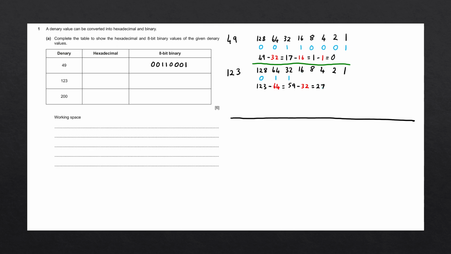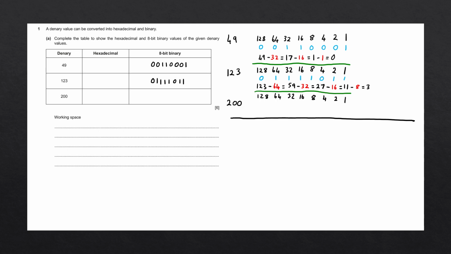16 does fit into 27, so we subtract that. That gives us 11. We'll place a 1 underneath 16. 8 fits into 11. That'll give us 3. Let's place a 1 underneath the 8. 4 does not fit into 3, so we'll put a 0. 2 and 1 both fit into 3, so we'll place 1s. Alright, we can do the subtraction if you really want, but this should be clear now. Let's bring our binary number over, and we'll do the last denary number, 200.